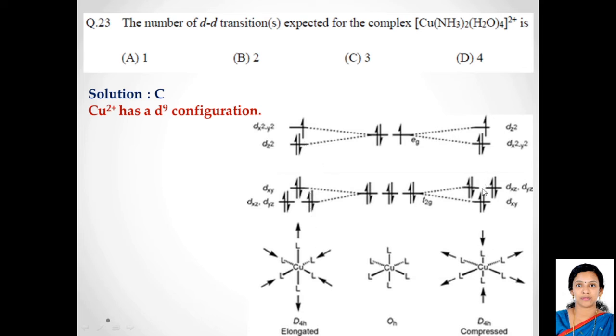Because of these 4 energy levels, you can expect 3 transitions, because an electron can either go from the dx square y square to dz square, or from one of these orbitals, the xz or yz, to the dz square, or from the dxy to dz square. So you will find 3 transitions for this complex, and the reason is the Jahn-Teller distortion coming into play. So option C, 3 d-d transitions, is the right answer.